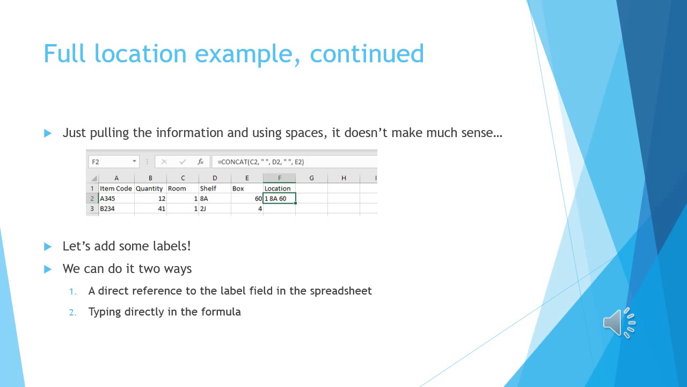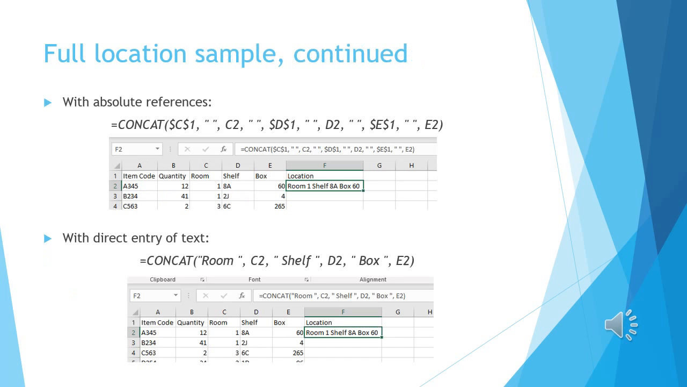Let's add some labels. We can do it in a couple of ways, either by using an absolute reference to the title field of the column, or by typing the name directly in the formula. I'll show you how to do both. In the first example, I've included absolute references to the label cells by using the $ before both the column letter and the row number, so that these will always refer to the same fields on my spreadsheet. Notice too how I have included blank spaces to make the resulting string more readable. The complete formula is a bit of a mouthful, but here it goes.